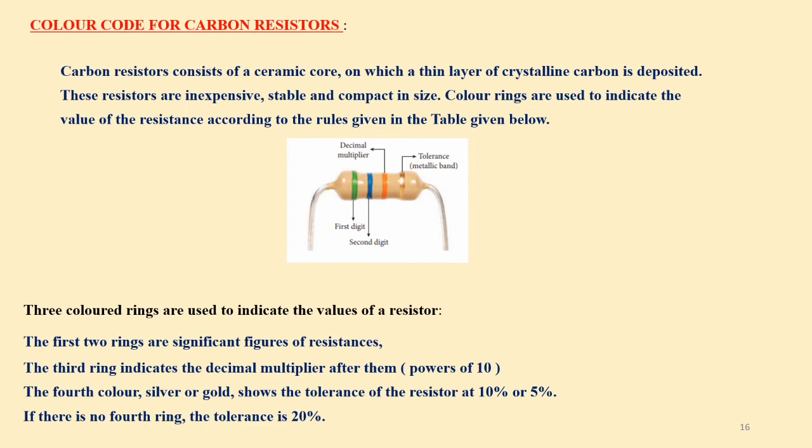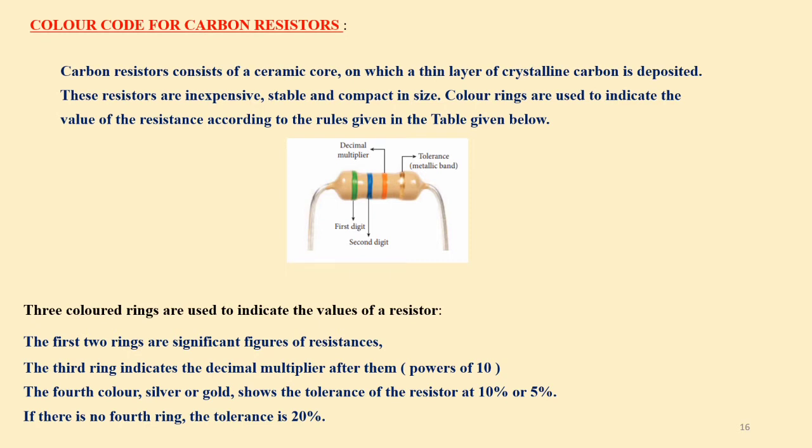Now we are going to discuss one type of electrical resistor which is named as carbon resistor, and the value of the resistance offered by this resistor is given by some color codes. So the topic is color code for carbon resistors. Carbon resistors consist of a ceramic core on which a thin layer of crystalline carbon is deposited. These resistors are inexpensive, that is cheap, stable, and compact in size.